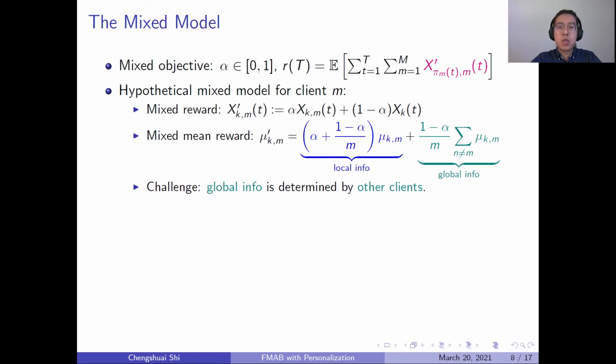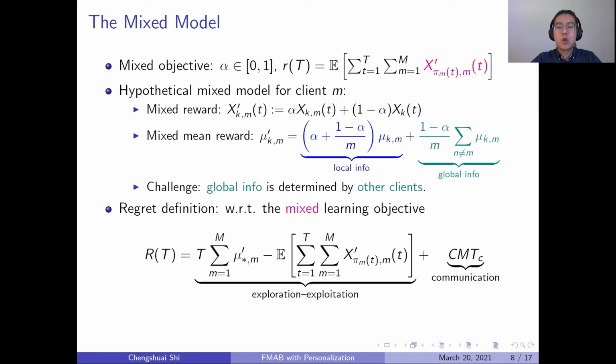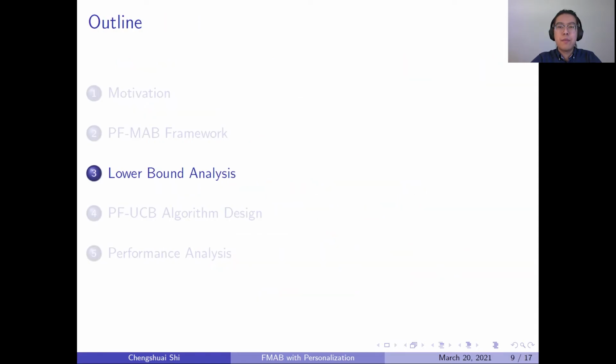With respect to this mixed model, we generalize the regret definition. Note that besides the standard term of loss from arm sampling, an additional term here is imposed to count the communication loss. With this PFMAB framework, let's first take a look at its fundamental limits, the lower bound.